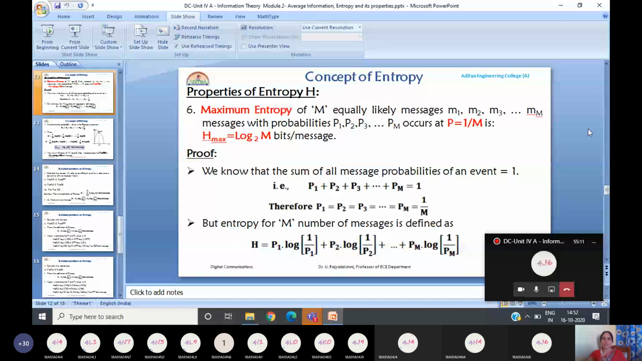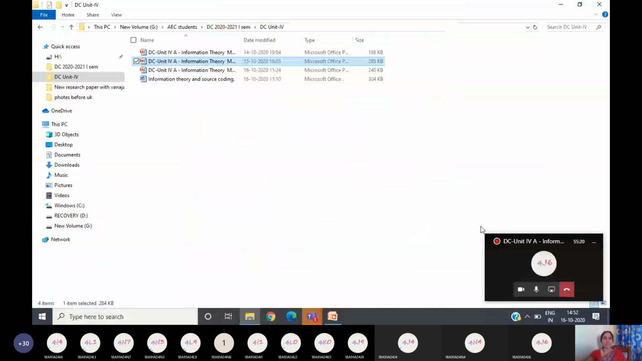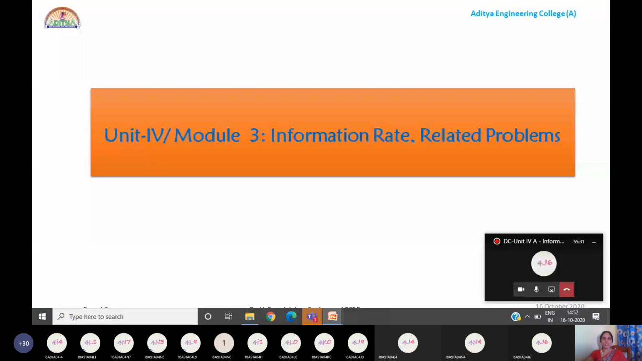Okay, and you will get more related problems on entropy in the next module, that is the third module. Here we will discuss the information rate and the related problems, related to both information rate as well as entropy. We'll solve all these in the next class, tomorrow's class.